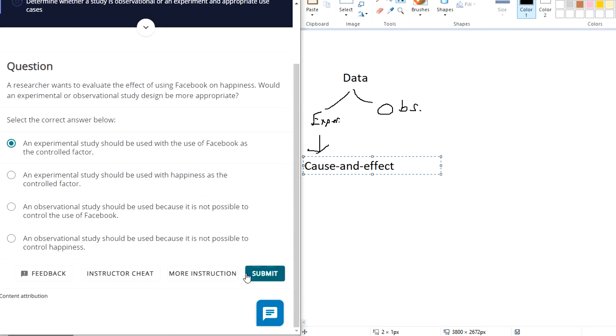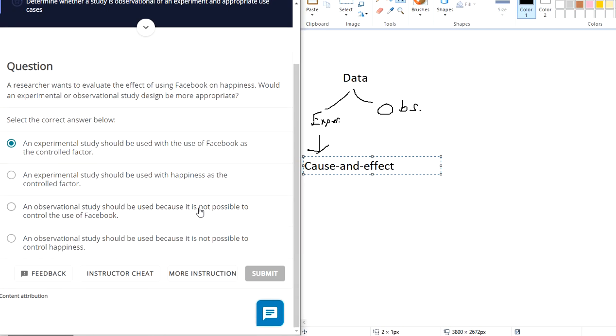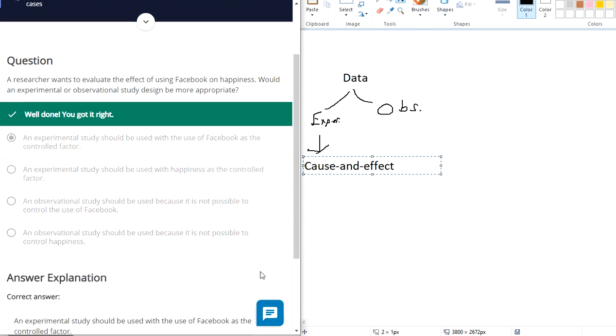Oh, something went wrong, it says. Okay, maybe it's not going to submit it, but... Oh, there it goes. Okay.